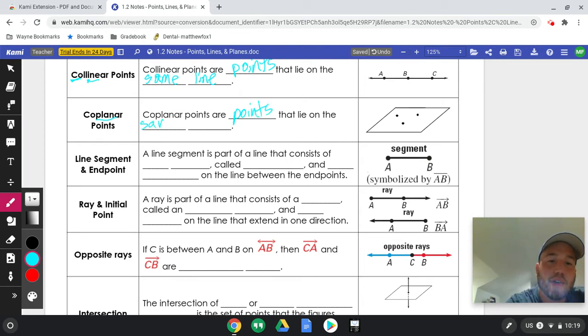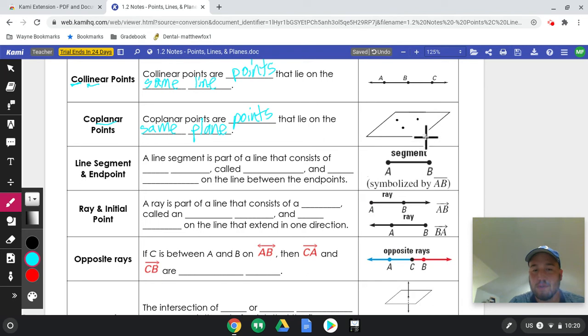And you'll see this picture over here. In reality, that plane extends forever on each of these four sides, but in order to draw it, we can't go forever with our drawing, so it has to have an ending. So all of these three points would be coplanar because they're on the same plane.